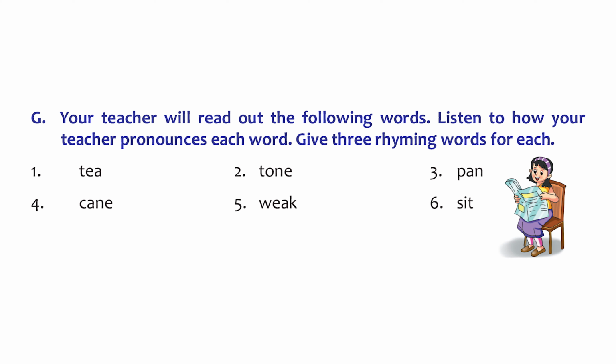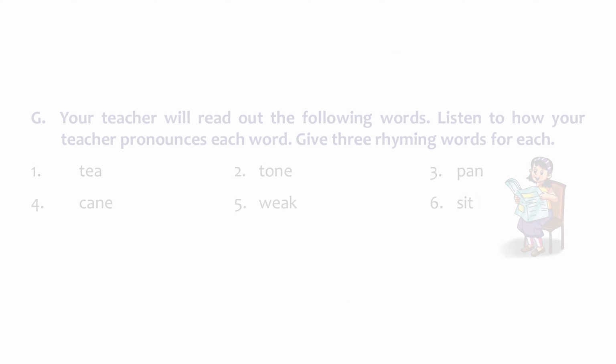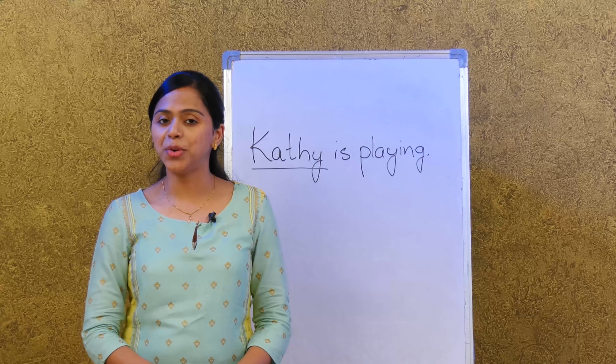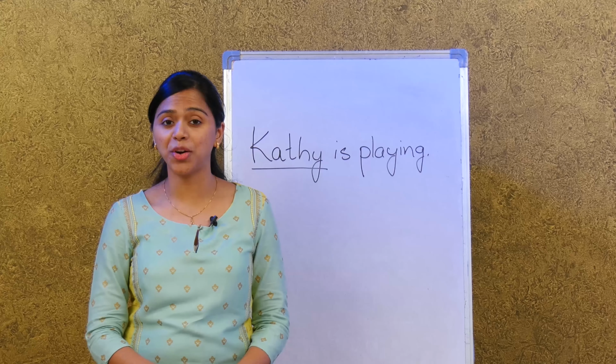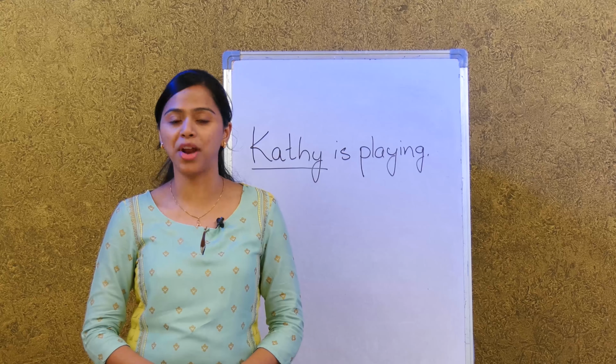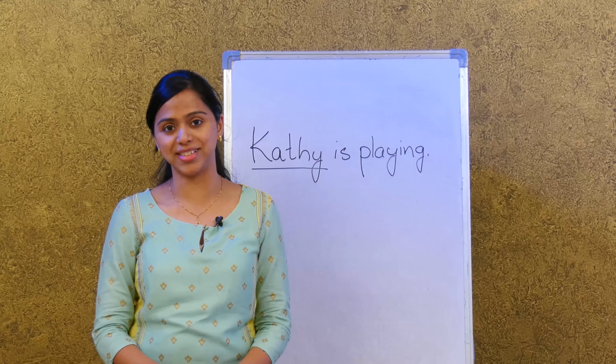T-E-A. Can you think of a rhyming word for that? C-B, tree. Yeah. Now the second one, tone. Can you tell me some rhyming words for that? Phone, bone and shown. Very good. We did 2 of them. Now you go and do the rest of it. I'm sure it will be fun to write down more rhyming words for each of these words.